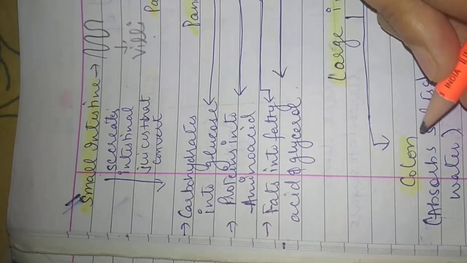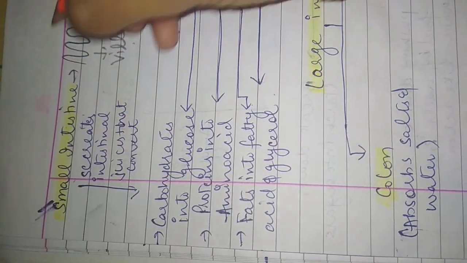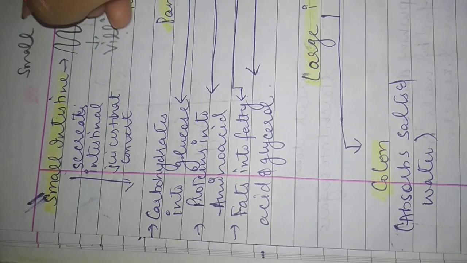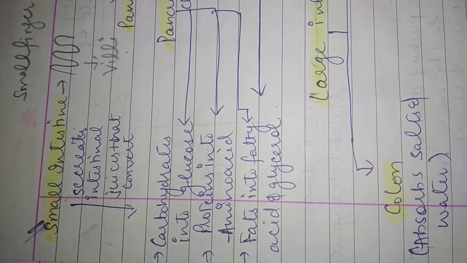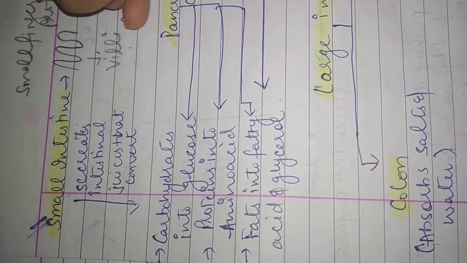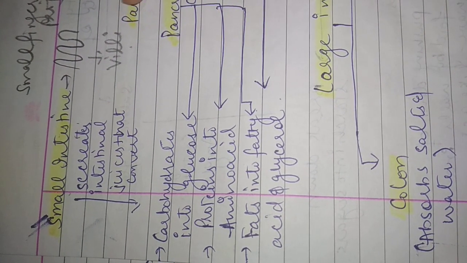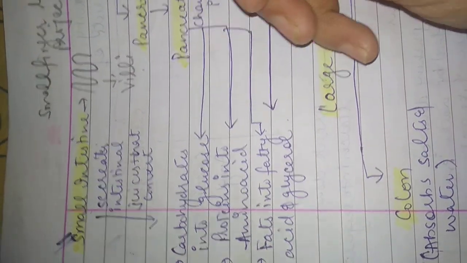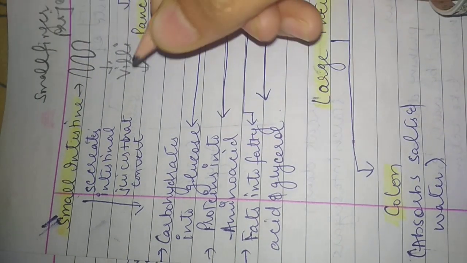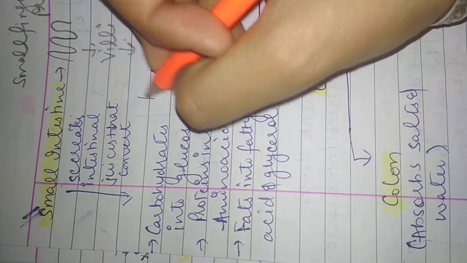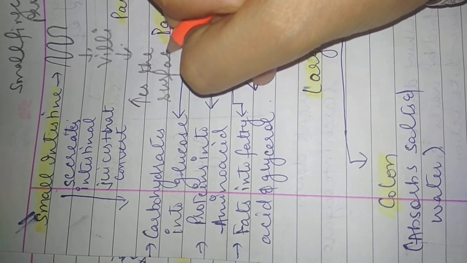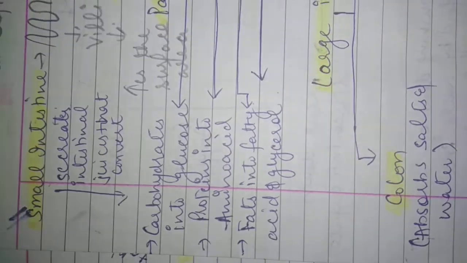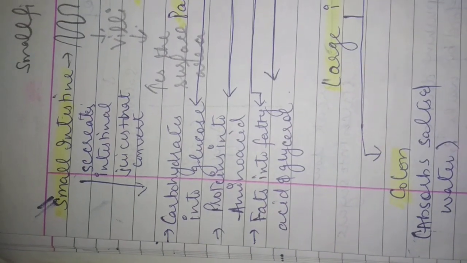Now what do you mean by villi? Villi are small finger-like projections. Now what is the function of the villi? The function of the villi is that it increases the surface area for the absorption of food.